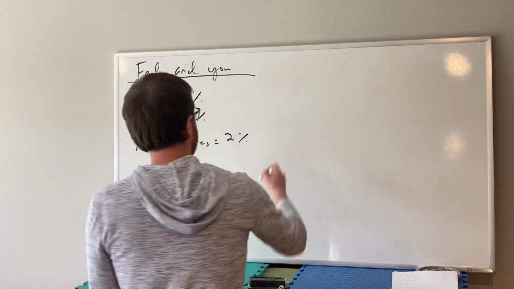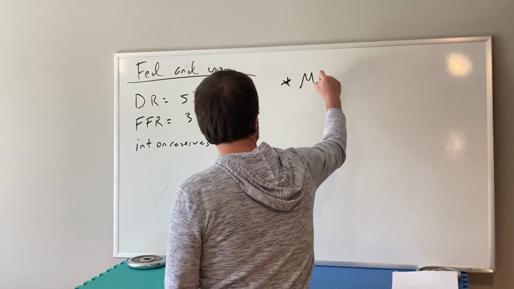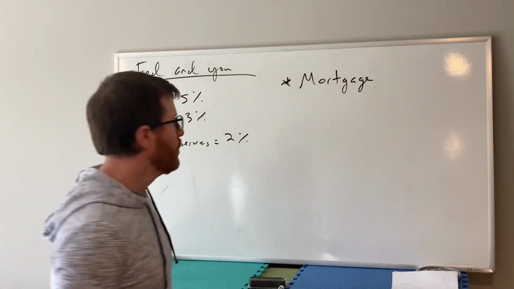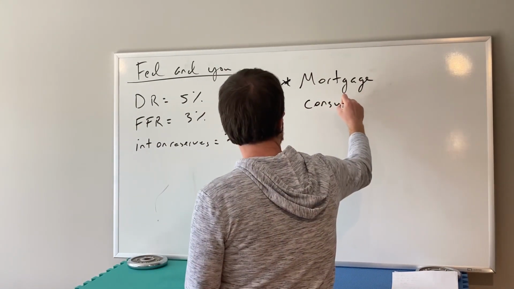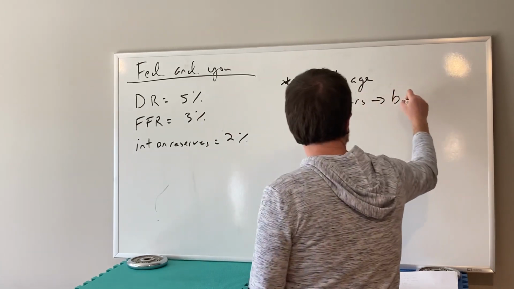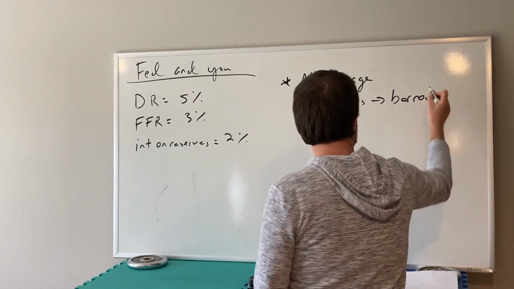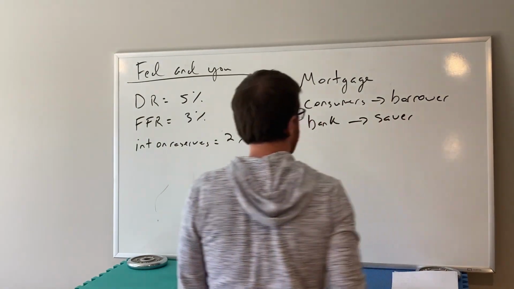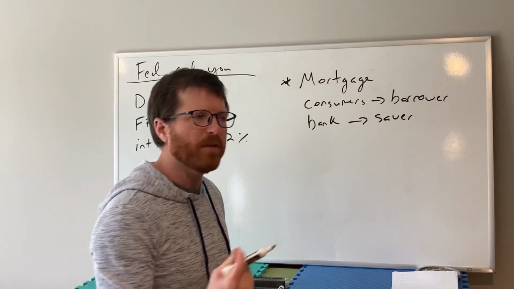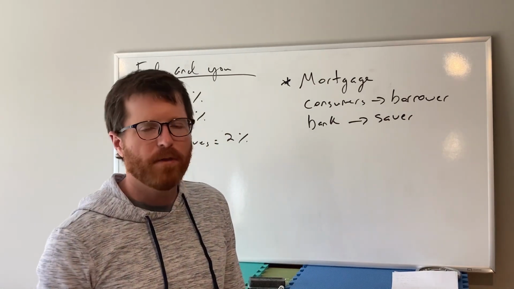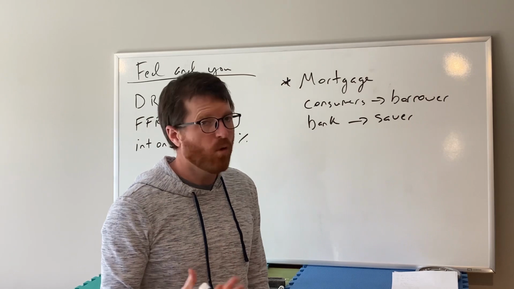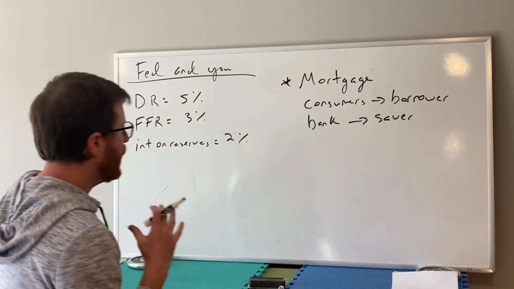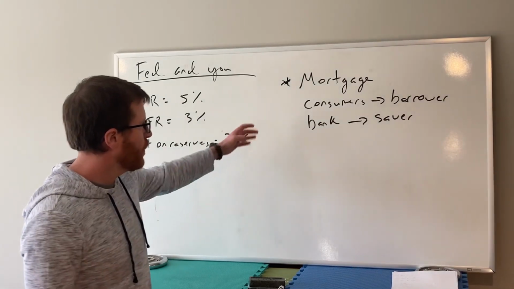Let's start with a mortgage. In the case of a mortgage, the consumer, the person, the borrower, right? They're the borrower. And that makes the bank the saver. Now, it kind of sounds weird to call the bank the saver, but remember that saving and lending really mean the same thing in economics. Anytime you save or lend money, you're putting money away to get more in the future, okay? So let's think about how these rates would affect you.